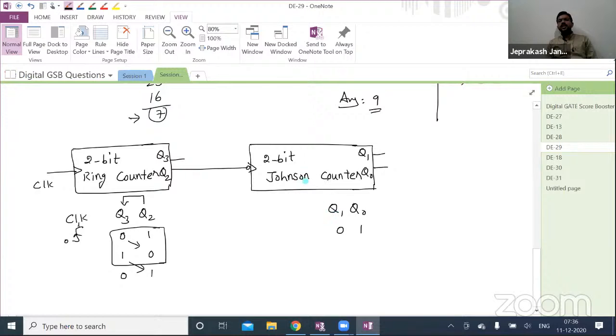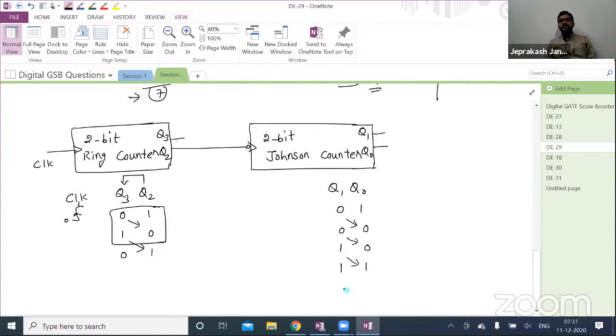Okay. Now, when you have the Johnson counter, what will happen? Q0 bar you will get as the input, right? Q0 bar, so that means the complemented value you will get. 1 bar is 0, this 0 you will get. 0 bar is 1, this complemented 1 you will get. Again, 1 bar is 0, this 0 will come. Next, 0 bar is 1, this 1 will come. Once again, the complement of 1 is 0, and this 1 will come, right? So here, if you observe, these four states are going to repeat.